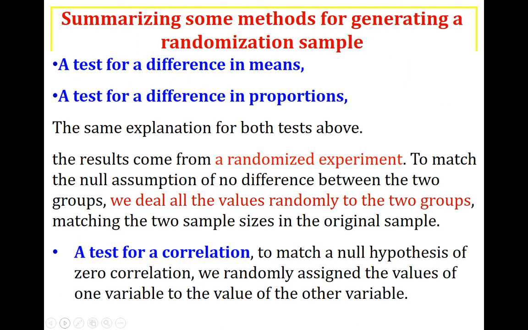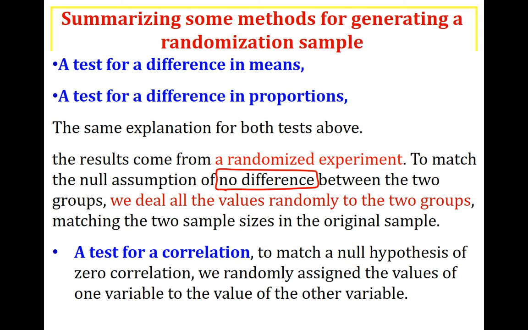And here's where we are. A test of difference in means and differences of proportions. The same explanation for both comes out as the results of the randomized experiment. To match the null assumption of no difference, that's the word I just used with you. I made it so super simple. Look for 0. We want the difference between the groups to be nothing, okay? Nothing. And that's why when we center up a null hypothesis on the difference of means or the difference of proportions, we center it up at 0.